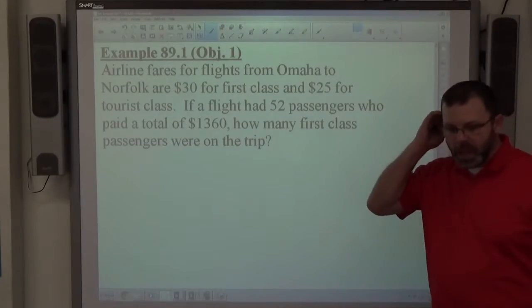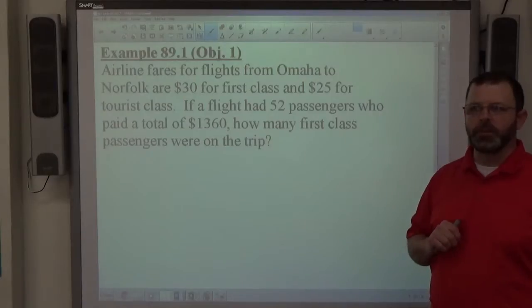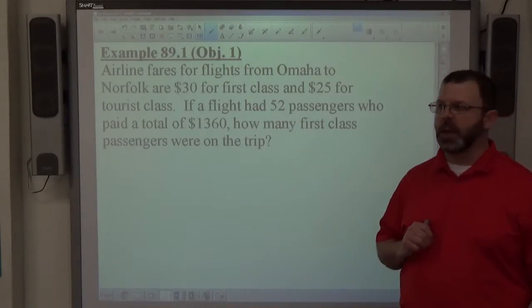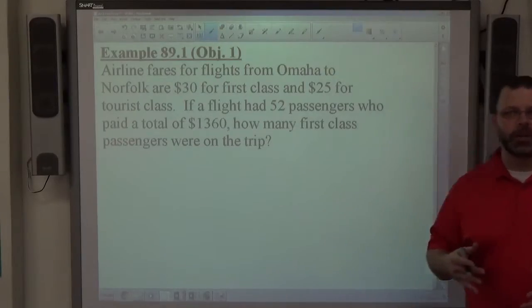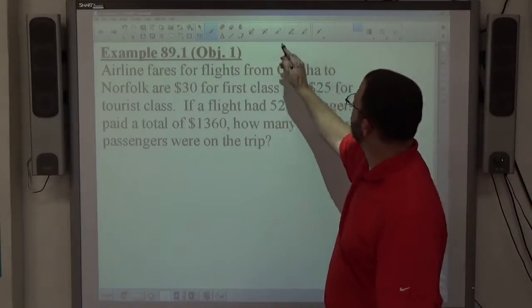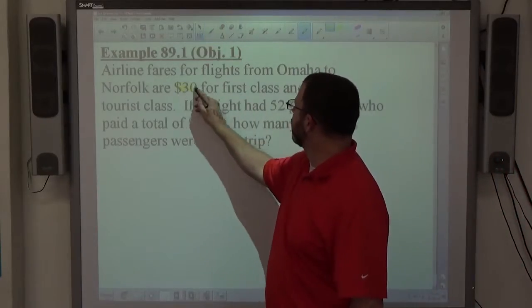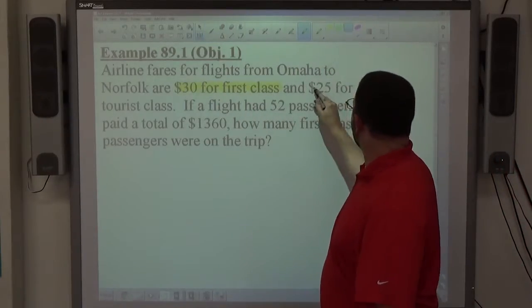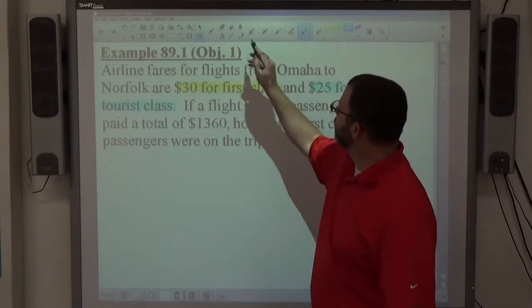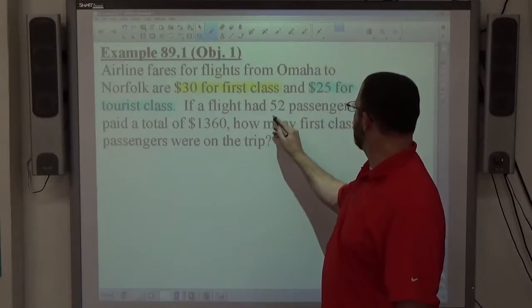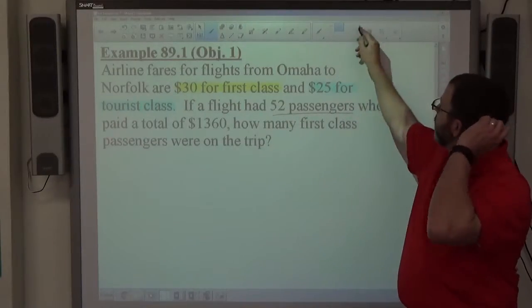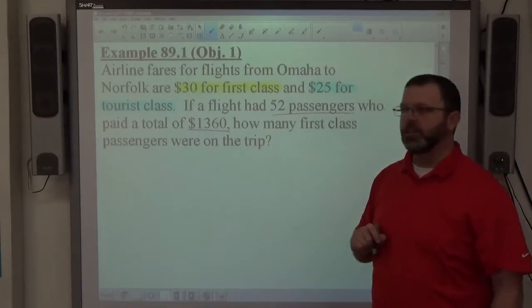So, these are the same kind of problems we just did with coins just recently, but now we're dealing with airline tickets. The difference between airline tickets and coins is we don't know how much airline tickets are worth, so they're going to tell us that information. So, $30 for first class tickets and $25 for the tourist class tickets. All right, and what they're telling us is how many passengers we have, 52 passengers, that's how many tickets they sold altogether, and how much those passengers paid for their tickets, $1,360.